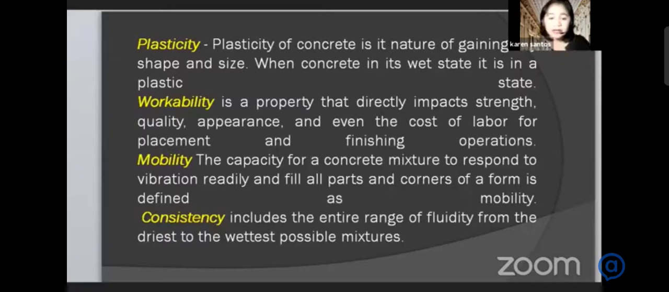So workability means it is a property that directly impacts the strength, the quality, the appearance, and even the cost of labor for placement and finishing operation. And then mobility is the capacity of the concrete mixture to respond to vibration readily and to fill all the parts and the corners of a form. When we say consistency, it includes the entire range of fluidity from the driest to the wettest possible mixture.